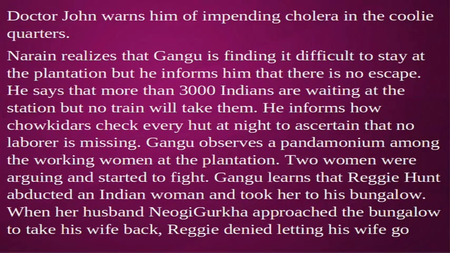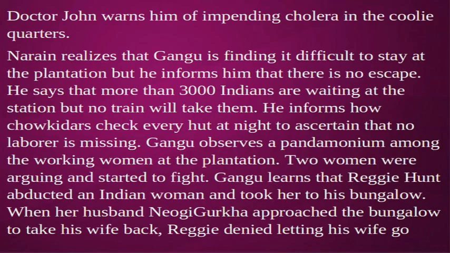Narain realizes that Gangu is finding it difficult to stay at the plantation, but he informs him that there is no escape. He says that more than 3,000 Indians are waiting at the station, but no train will take them. He informs how chowkidars check every hut at night to ascertain that no labourer is missing.